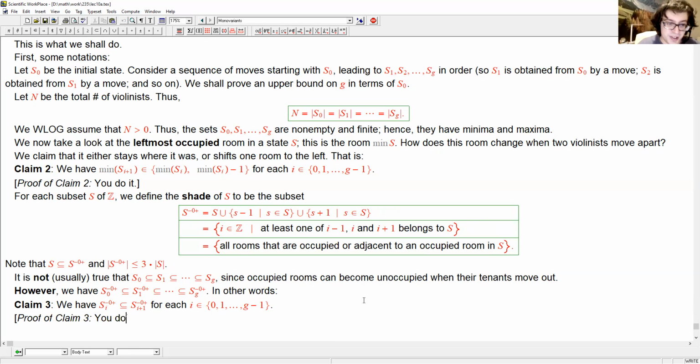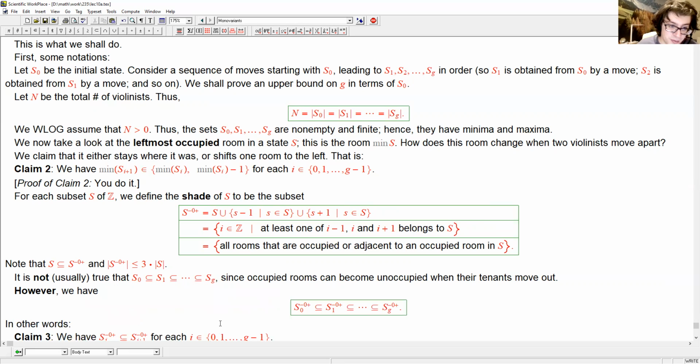And again, it's not difficult, because all you have to do is argue that if a room is occupied or adjacent to an occupied room, then one move later, it will still be occupied or adjacent to an occupied room. This is a matter of distinguishing all possibilities for what the move could be and checking that it's true in all of them. So claim 3, as we said, yields this relation.